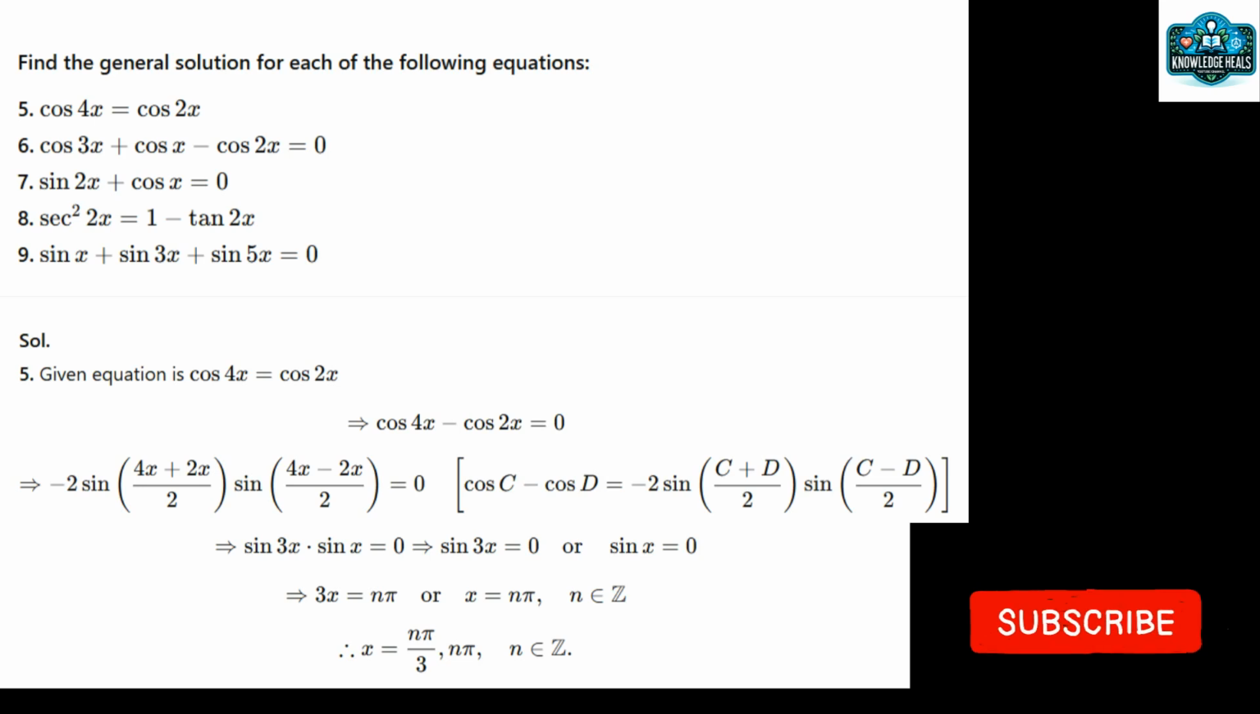Let's see question 5, which is cos 4x equal to cos 2x, which we can write as cos 4x minus cos 2x is equal to 0. We will apply the cos C minus cos D formula here. So our equation becomes minus 2 into sin of (4x plus 2x) by 2 into sin of (4x minus 2x) by 2 is equal to 0. As we simplify, it becomes sin 3x into sin x is equal to 0, which implies sin 3x equal to 0 or sin x equal to 0. Hence, it becomes 3x equal to n pi or x equal to n pi, where n belongs to Z. Therefore, general solutions are n pi by 3 and n pi, where n belongs to Z.